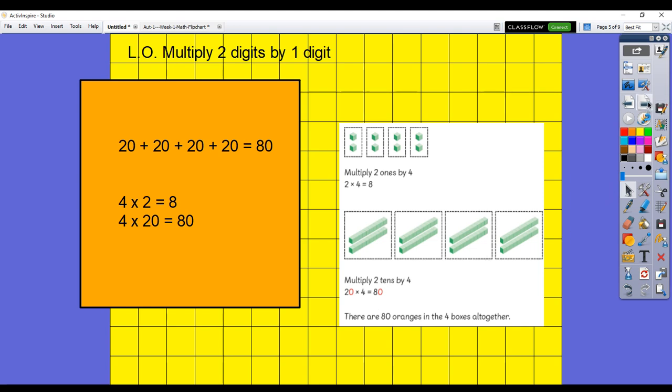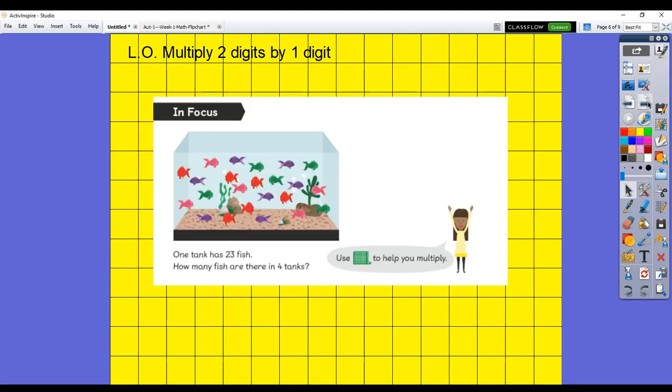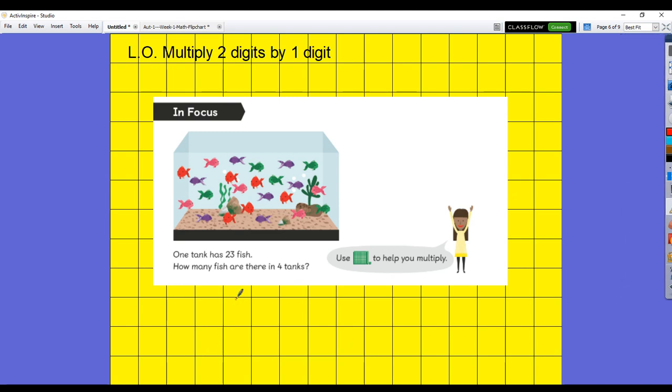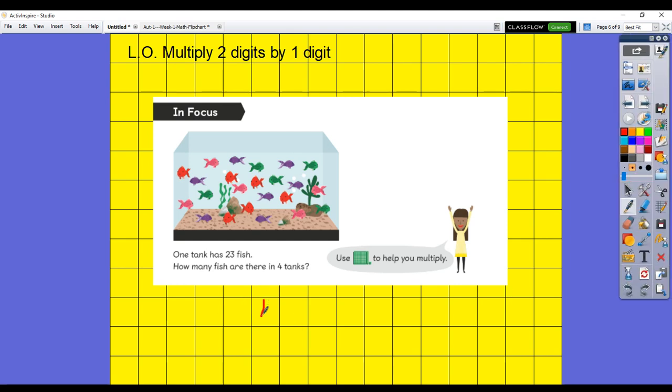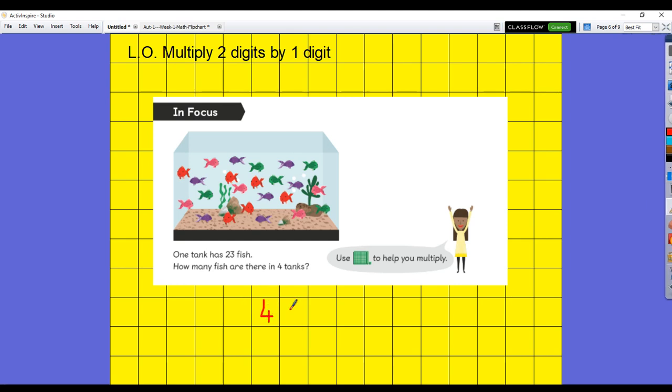Okay, so multiplying by 10, some of you might think, oh yeah, I remember how to do that now. So I'm going to give you a challenge. One tank has 23 fish. How many fish are there in 4 tanks? Okay, so our calculation is going to be, no, it'll be 4 lots of 23. Okay, 4 times 23.